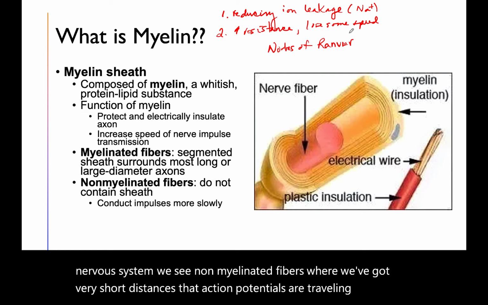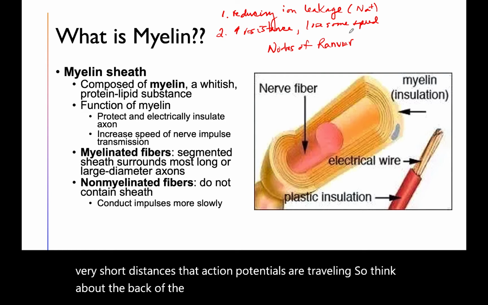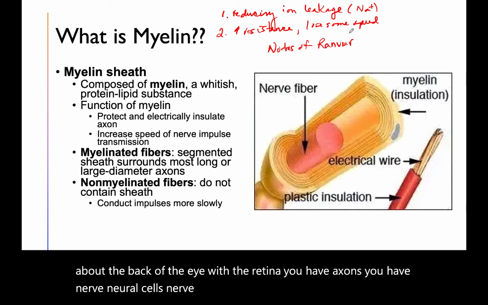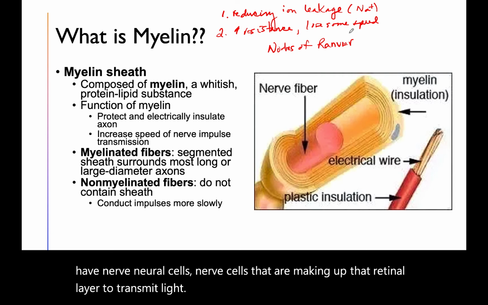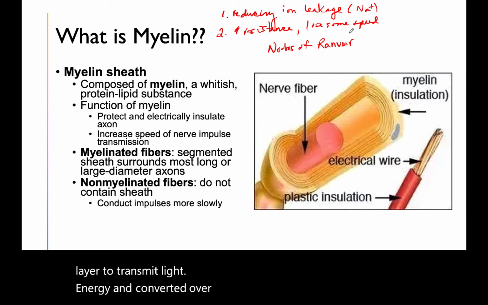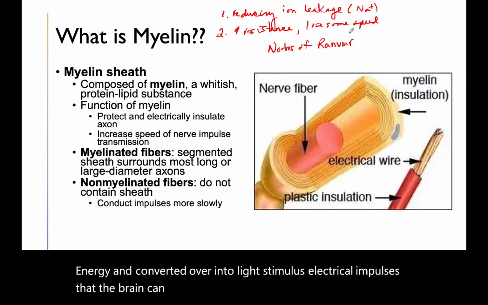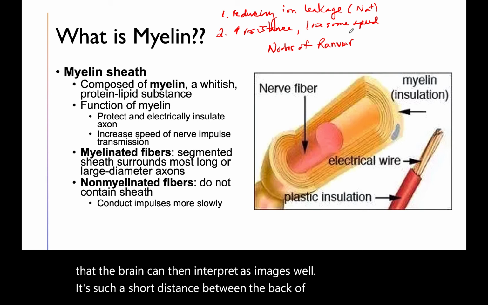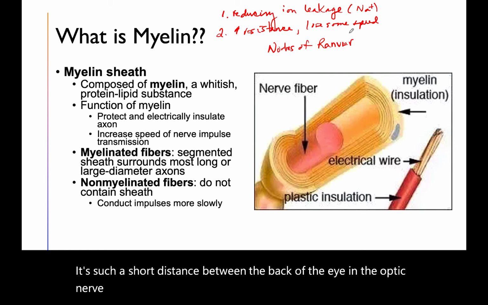So think about the back of the eye with the retina. You have axons, nerve cells that are making up that retinal layer to transmit light energy and convert it into electrical impulses that the brain can then interpret as images. Well, it's such a short distance between the back of the eye and the optic nerve that those neurons, those axons, are not myelinated, and we see that also within the optic tract.